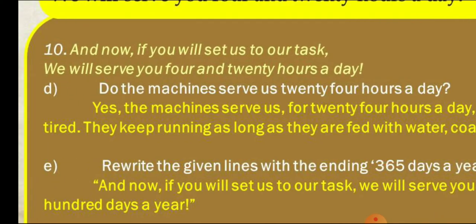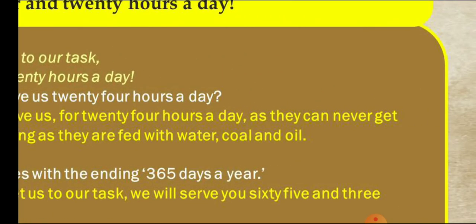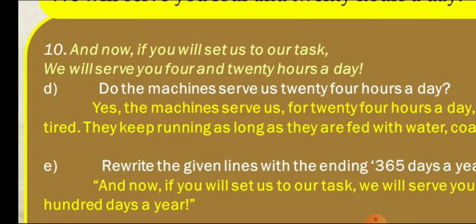Rewrite the given lines with the ending 365 days a year. And now, if you will set us to our task, we will serve you 365 days a year. A day consists of how many hours? 24 hours. So per year 365 days. So all the 365 days they will work. So by looking at the line, we will serve you 24 hours a day, we come to know that machines will work for 365 days a year.